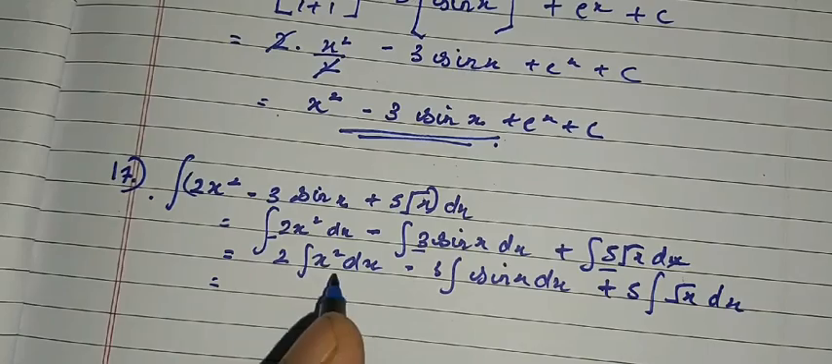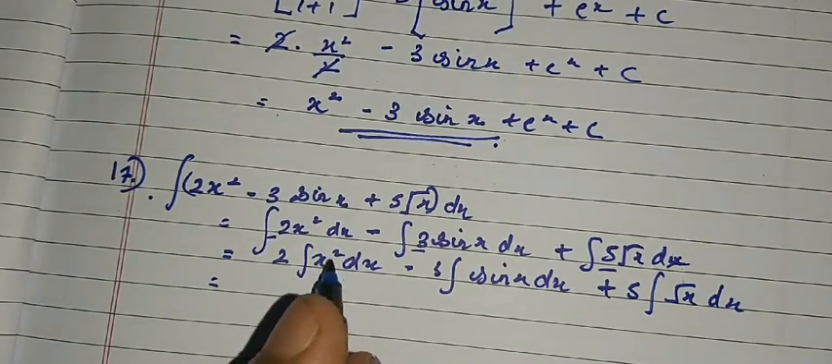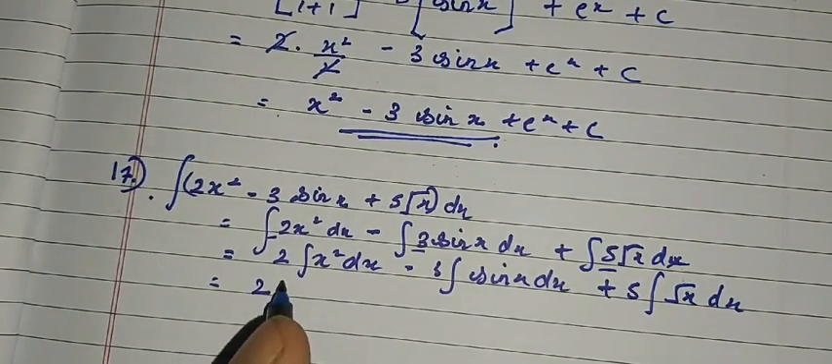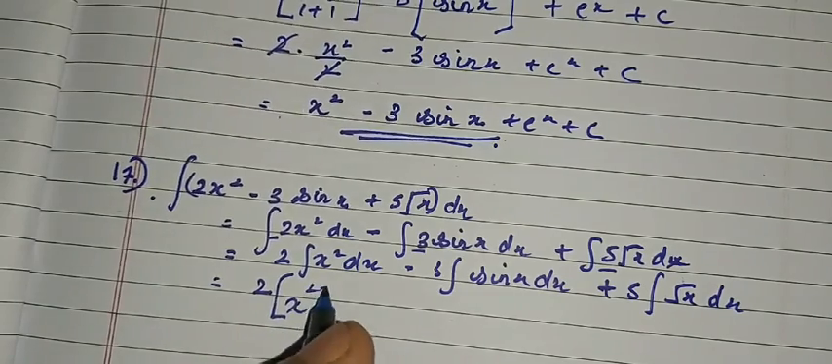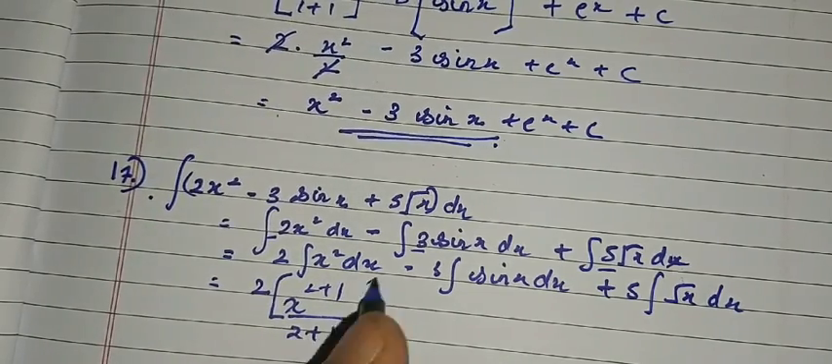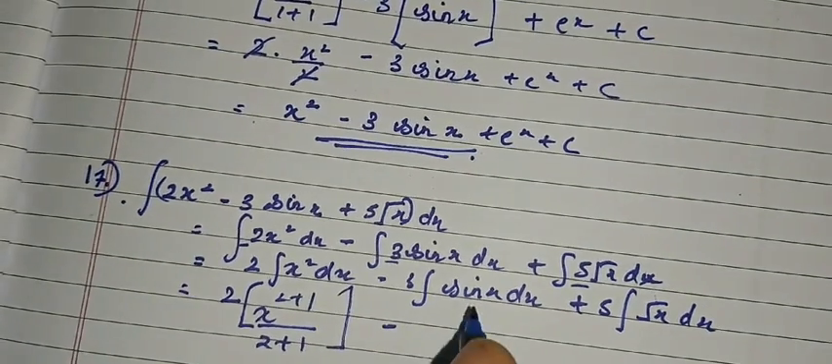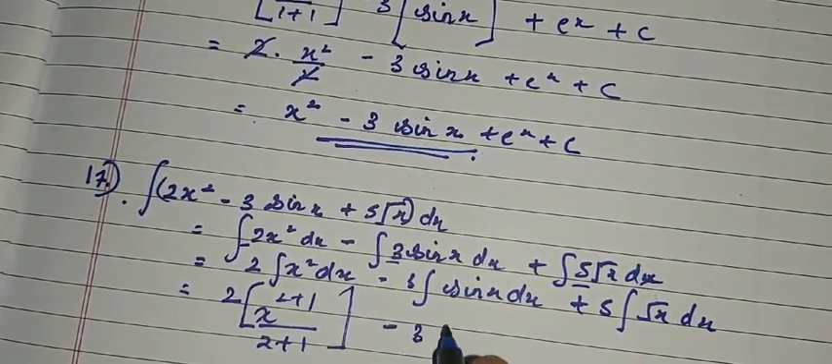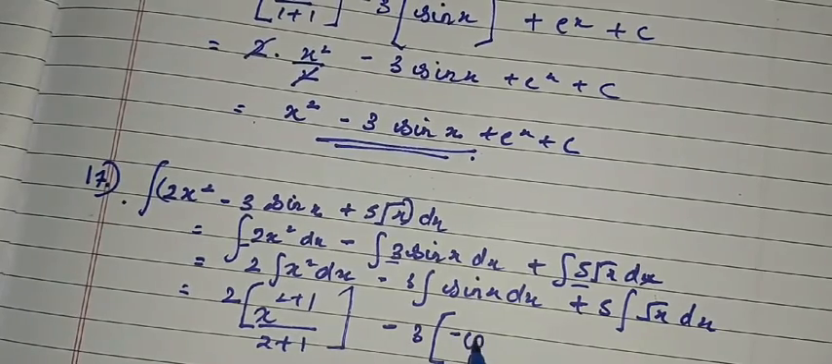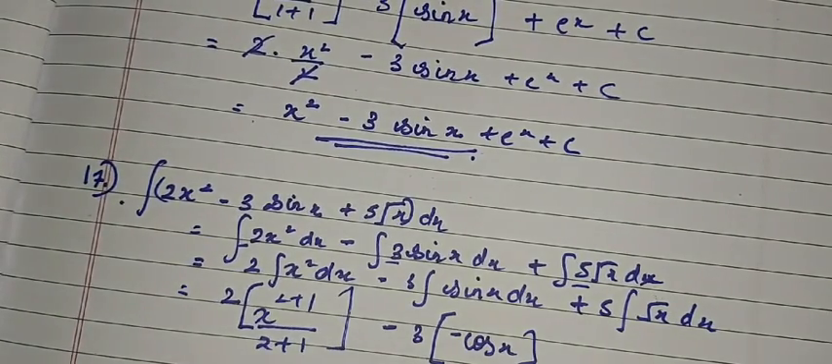Now x square dx, so take n as 2. So x raised to 2 plus 1 by 2 plus 1. This part's integration is over. Now what is the integral of sin x? Integral of sin x is minus cos x, as we have learned.